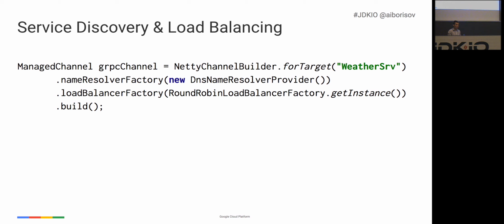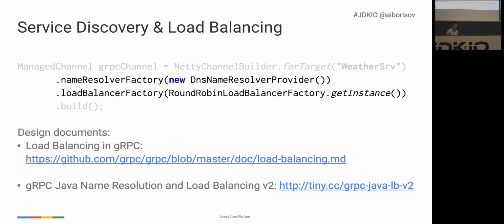When we create a channel, we can provide a name resolver factory and a load balancing factory, and gRPC will do the rest. gRPC has some simple default implementations ready for us, but if we need to customize the way we discover our services or balance our load, we can always write our own implementations.